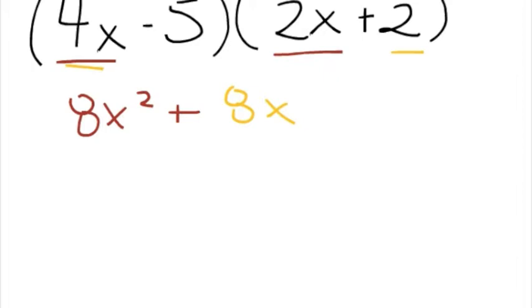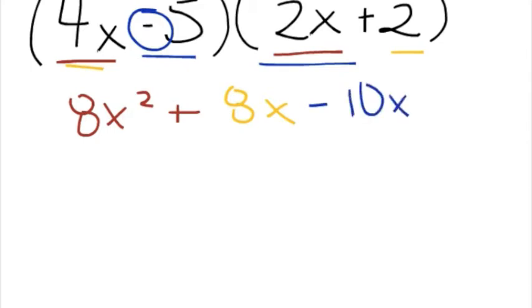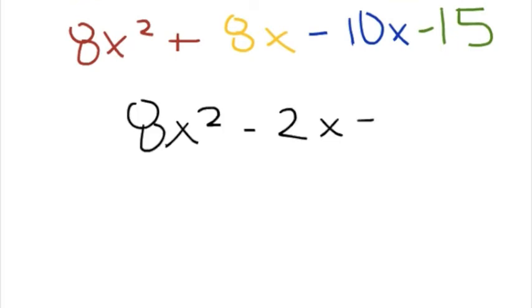Now we must multiply the two inner terms, which are the negative 5 and 2x. And since the 5 has a negative sign, it will make our equation 8x squared plus 12x minus 10x. Now we must multiply the last two terms, which are the negative 5 and the 3, and we get negative 15. 8x squared plus 12x minus 10x minus 15. Now we must collect our like terms and subtract the 10x from the 12x, which gives us 8x squared plus 2x minus 15.